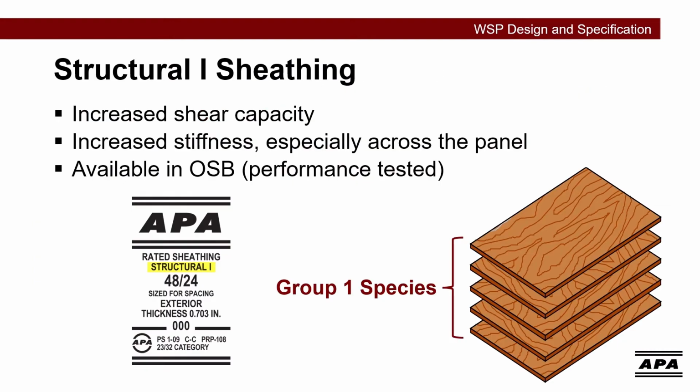Structural 1 panels are manufactured with Group 1 veneers in all plies, and those veneers have additional limitations on splits, knots, and knot holes. This gives the Structural 1 panels increased strength in the direction perpendicular to the panel strength axis. I'll showcase the adjustment for this later on.